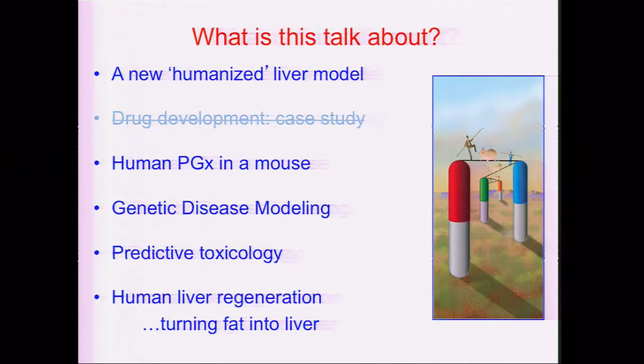It's kind of funny. Today, I'm not going to talk about mouse genetics, but you'll see there'll be mice involved. What I'm going to do is talk about how we've humanized the liver in mice, how we made that model and why we wanted to do it, and then how we've modeled certain genetic diseases, and lastly, how we've done predictive toxicology, and then how we'll move that into human liver regeneration.